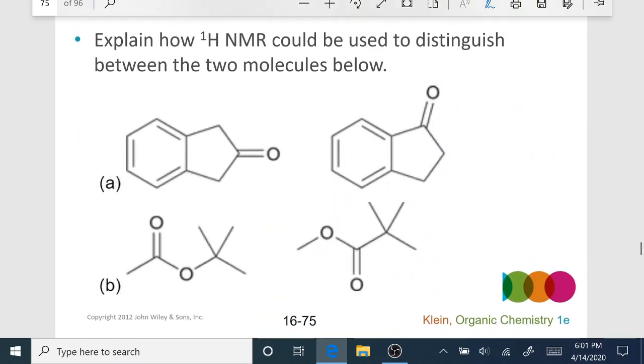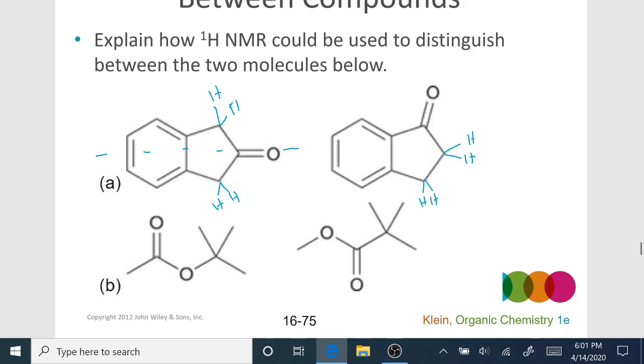So for these, we have a similar situation. We have a plane of symmetry here. So these 4 hydrogens are actually equivalent to each other. So we'd see 1 signal for them. And these hydrogens here are not equivalent to each other. So we're going to see 2 signals.